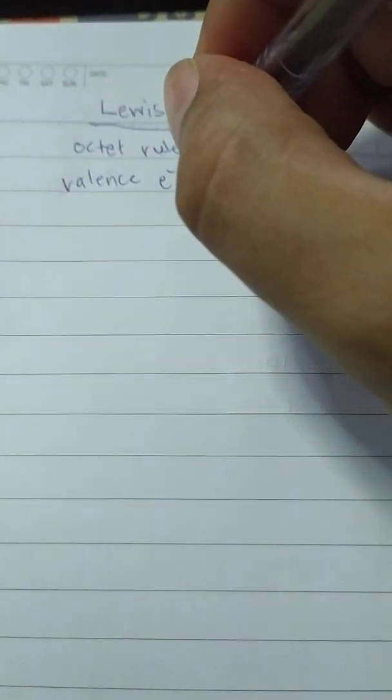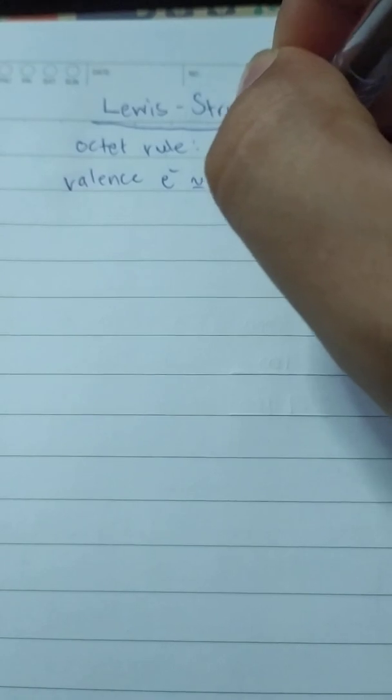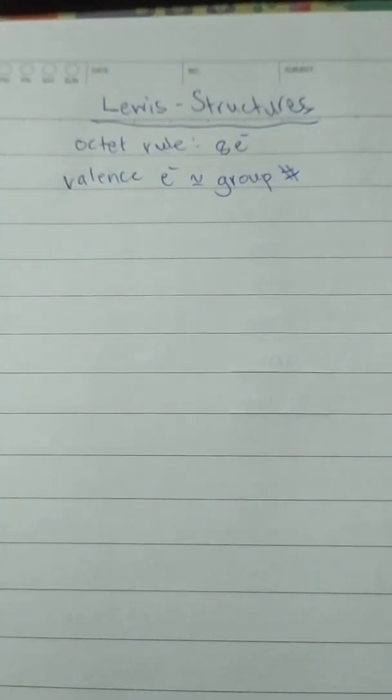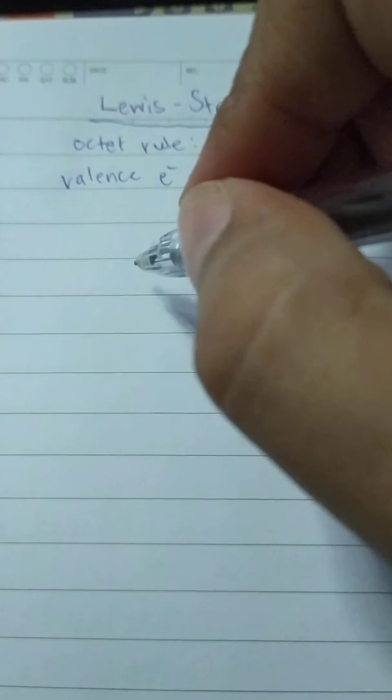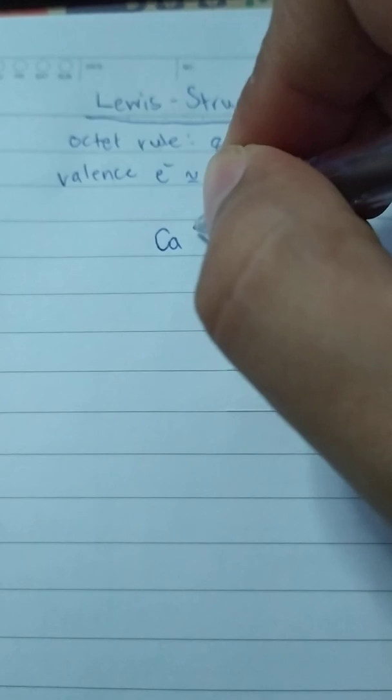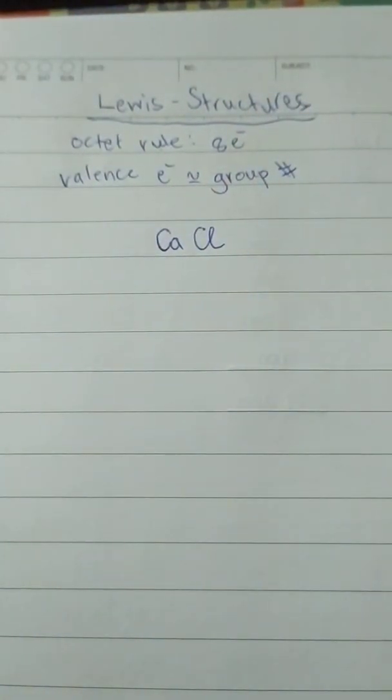So valence electrons are related to the group number. Okay, so let's say you are faced with a structure. Let's say you have something like calcium chloride. The first thing that you are going to need is a periodic table. So let me just quickly open up a periodic table here.